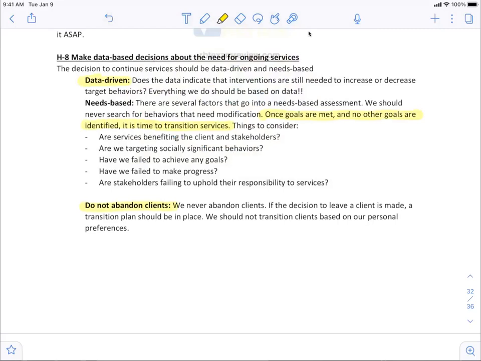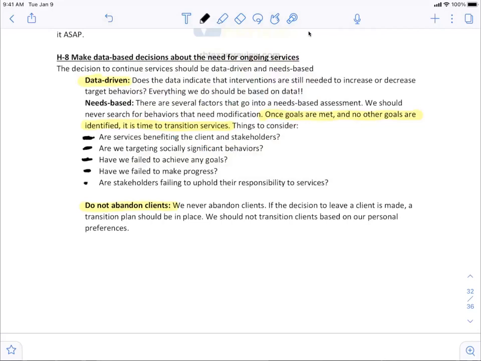Other things to consider. Are services benefiting the client still? Are they still beneficial? Sometimes we've made no progress, but they're just not benefiting the client or stakeholders. That's fine. It's no big deal. Okay, we can't win them all. Are we targeting socially significant behaviors? Do the behaviors even matter, right? Are we just there as babysitters? Have we failed to achieve our goals, or have we failed to make progress? If we're 8 months in and we haven't achieved anything, it might be time to have a hard conversation, okay?